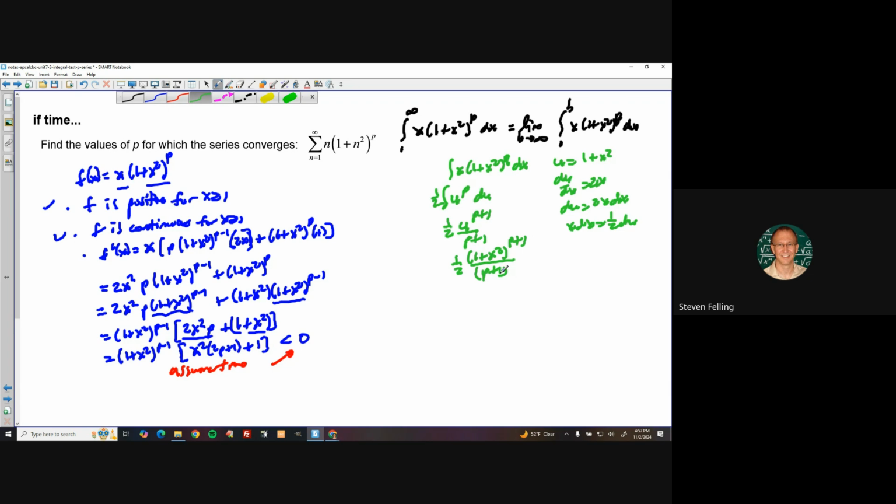Okay, so now that is the antiderivative, and we have to evaluate it. Let me switch back to the other color here, from 1 to b, where b is a limit going to infinity. So we'll have our copy, and remember this is replacing the x here. So this is the limit as b approaches infinity of 1/2 times (1 + b squared)^(p+1) over p + 1, and then minus 1/2 times (1 + 1 squared)^(p+1) over p + 1.